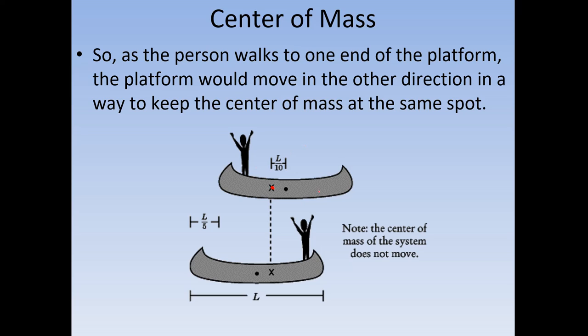So when he moves to the right, the canoe moves to the left in such a way that the center of mass does not change its motion. Because there's no outside force, there shouldn't be a change in the motion of that center of mass. So we can do calculations with this and figure out how far the platform moves. The person walked a distance of L, but it only resulted in the canoe moving a distance of L divided by 5. So why is that? It all pertains to this idea about center of mass.